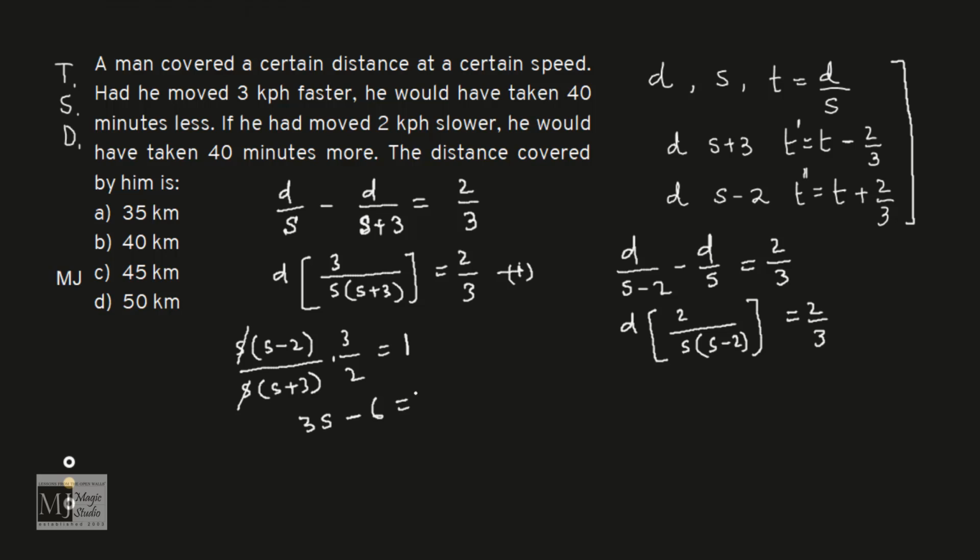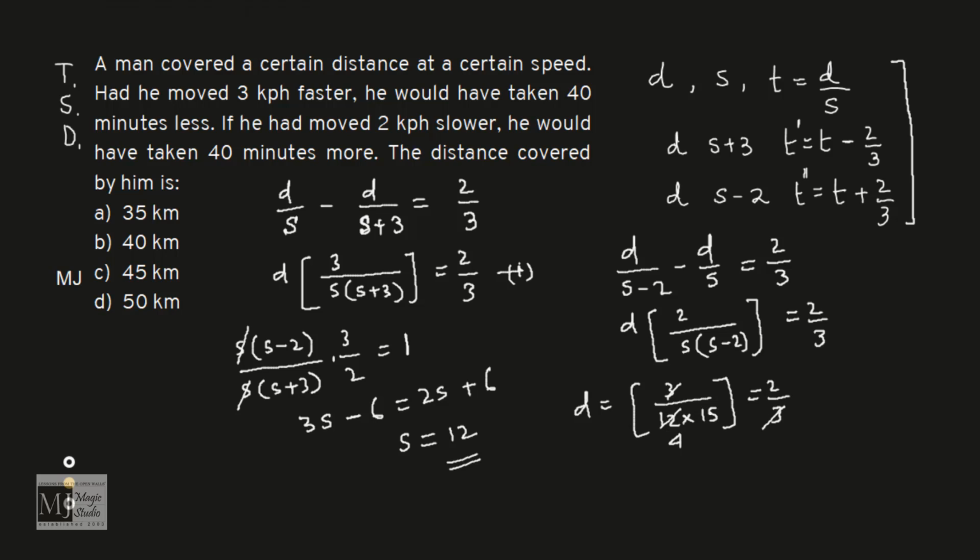3s minus 6 is equal to 2s plus 6, so s is equal to 12. We have the value of s, and we can put it in any one of the equations and find the value of d. So d would be 3 upon 12 into 15, which is equal to 2 by 3.